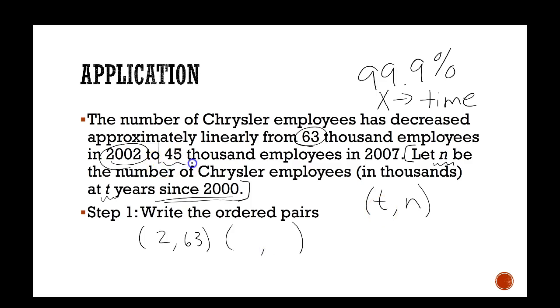Then I had 45,000 in 2007. So 45 would be your Y. 7 would be your X because it's 7 years after. Okay, so this one was a little easier, except that it was the N and the T. So please remember this, especially when you're working on your practice.